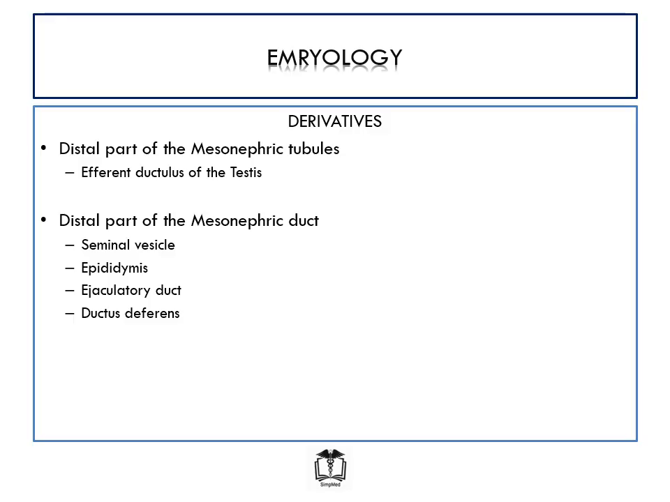Essentially, with the derivatives of the kidney, the distal part of the mesonephric tubule will give rise to the efferent ductules of the testis in males. The distal portion of the mesonephric duct, that part that I said tends to remain, gives rise to what we call the SEED structures. These are structures found in the male reproductive organ. They include the seminal vesicle, the epididymis, the ejaculatory duct, and then the ductus deferens.